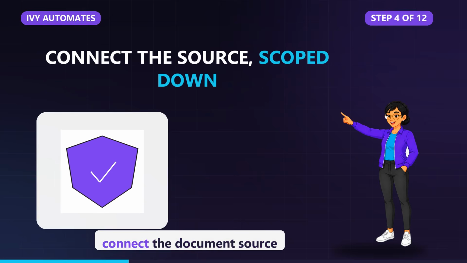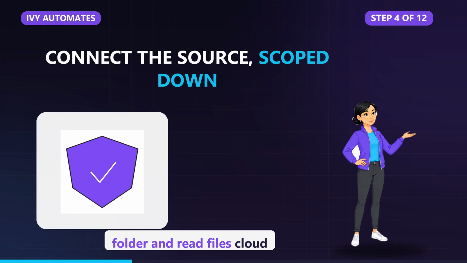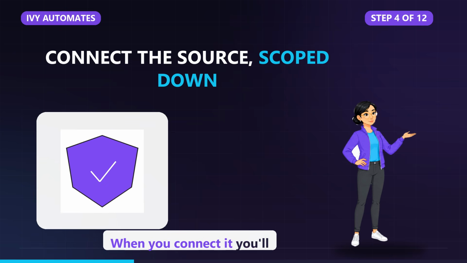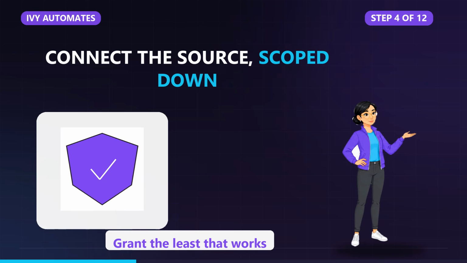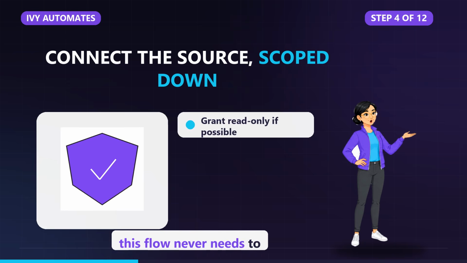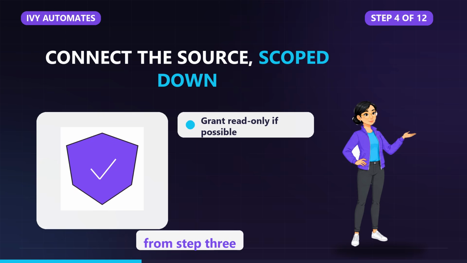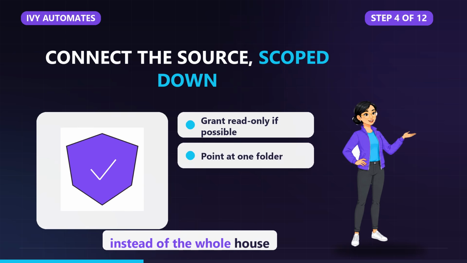Step 4. Connect the document source, and scope it down hard. Your automation needs permission to reach into that folder and read files, cloud storage, a drive, wherever your to-brief folder lives. When you connect it, you'll usually get asked how much access to grant. Grant the least that works. If the platform offers read-only, take read-only. This flow never needs to delete or move your files, so don't hand it the keys to do that. Point it at the single folder from step 3, not your whole account. Think of it like giving someone a key to one room instead of the whole house.